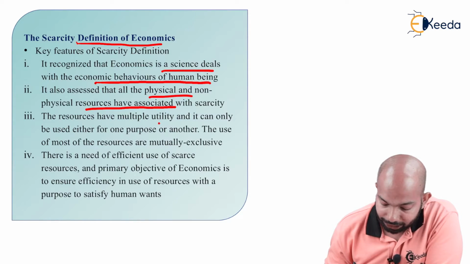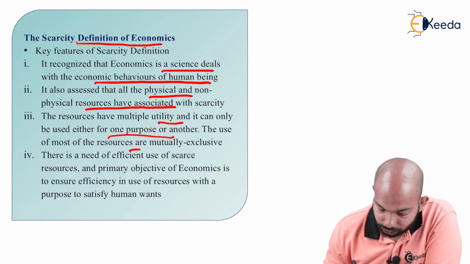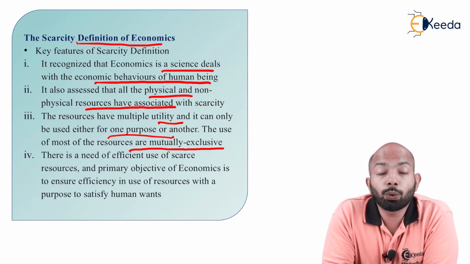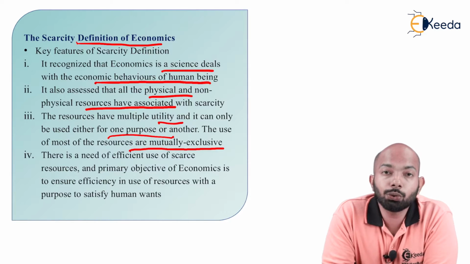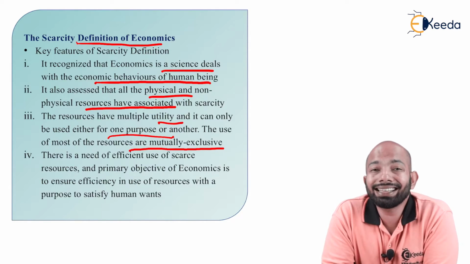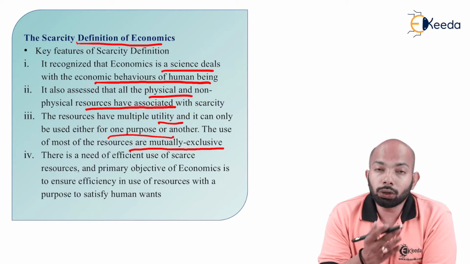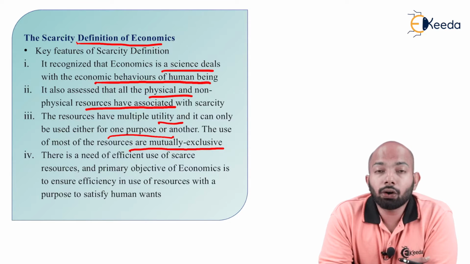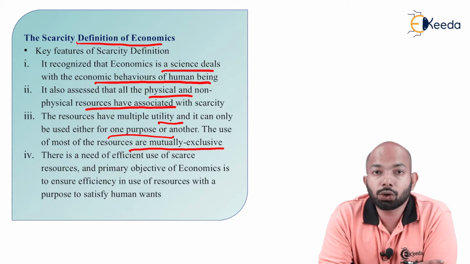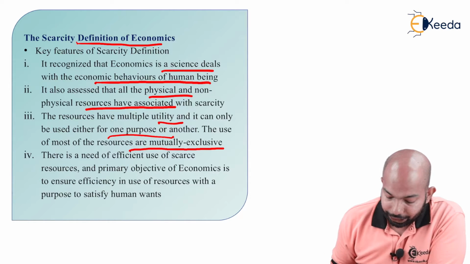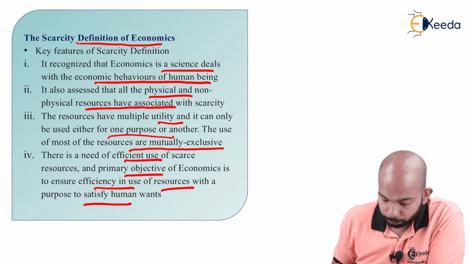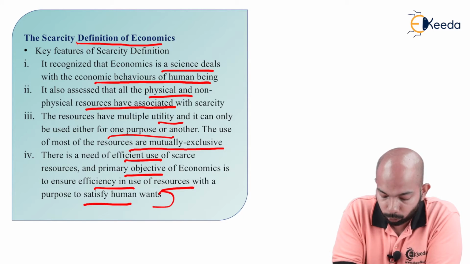The resources have multiple utility, but can be used only for one purpose or another. The use of most of the resources is mutually exclusive. So whatever resources are available can be used either for one purpose or for another, and they are mutually exclusive. That means all individuals make this decision on their own. There's a need for efficient use of scarce resources, and the primary objective of economics is to ensure efficiency in the use of resources to satisfy human wants.